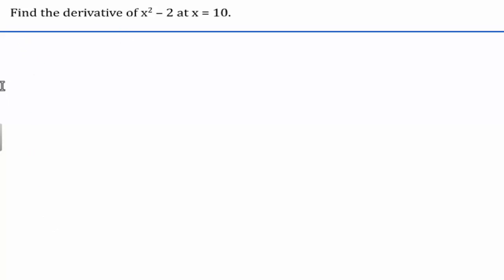In this question, we have to find the derivative of the function x square minus 2 at x is equal to 10. Let's begin with the solution. And let us define the given function by f(x). So f(x) is equal to x square minus 2. Now we have to find the derivative.